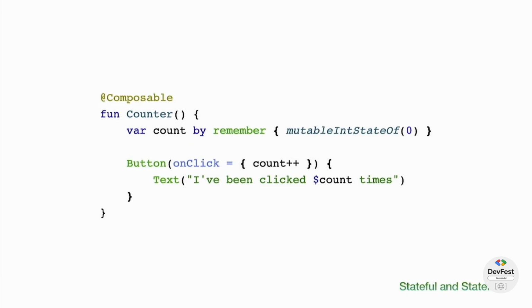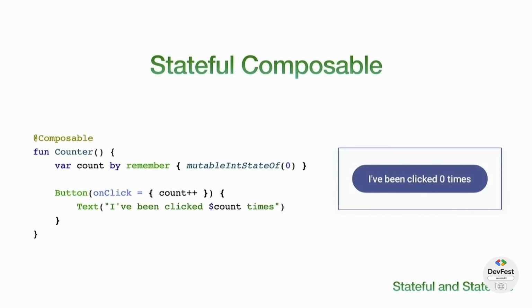So in this case, it's a very, very common example, a counter, right? In here, we are holding inside of the composable a state object, which we are naming count, right? We are building that using the mutableIntStateOf helper function. And this is how it looks. Every time I click on the button, you see that I'm increasing the integer state value, which I show inside of the button text, right?